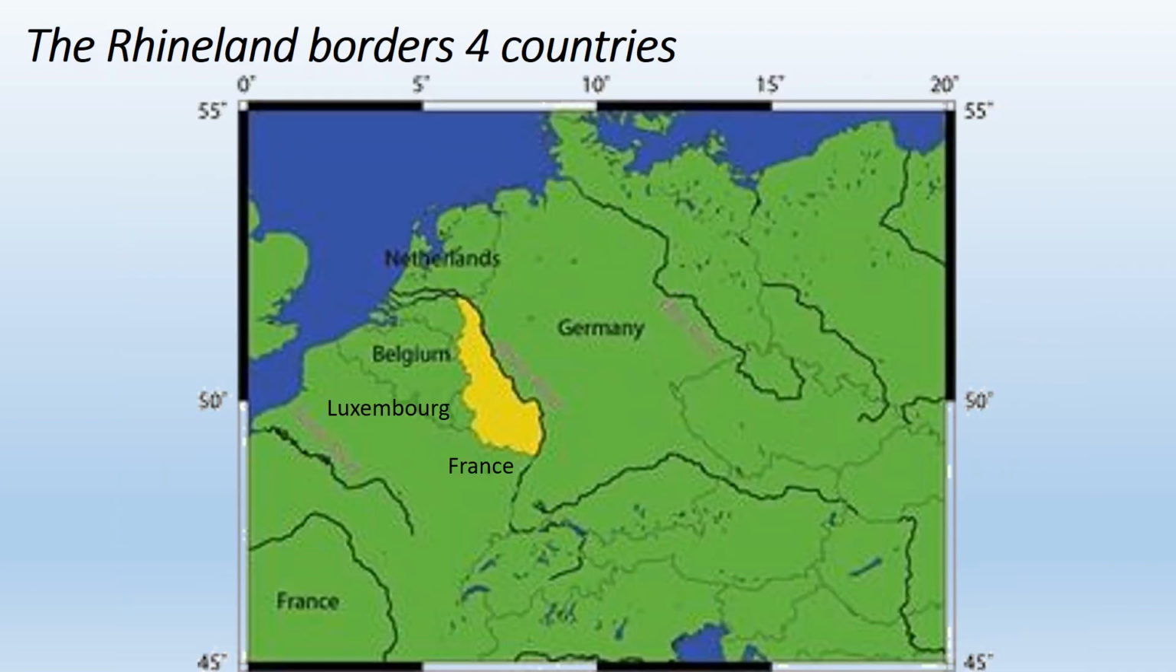The Rhineland borders four countries. So the Rhineland touches Belgium, Luxembourg, France, and the Netherlands, and also Germany. So this was a really crucial area for Hitler to take control of. If he then had control of the Rhineland, he essentially has a way to get into Belgium, the Netherlands, Luxembourg, and France if he so chooses. If he doesn't have control of this Rhineland, he doesn't have a way into these four countries if he wanted to start a conflict.